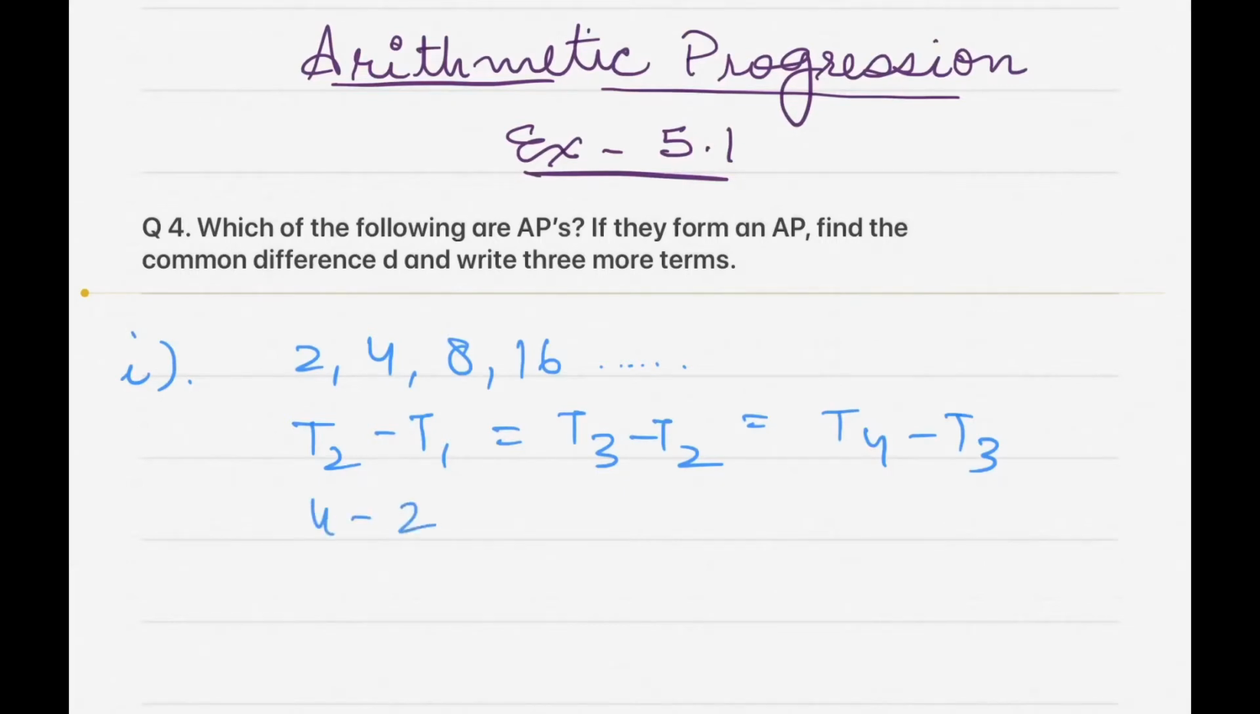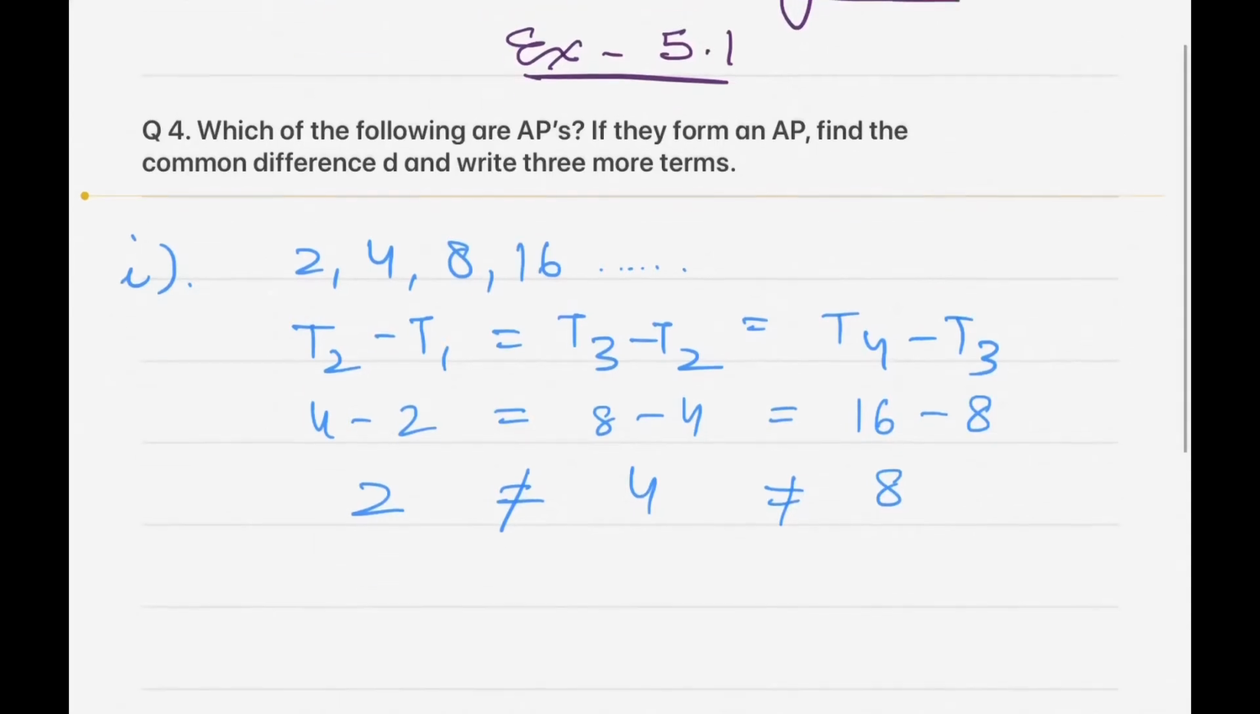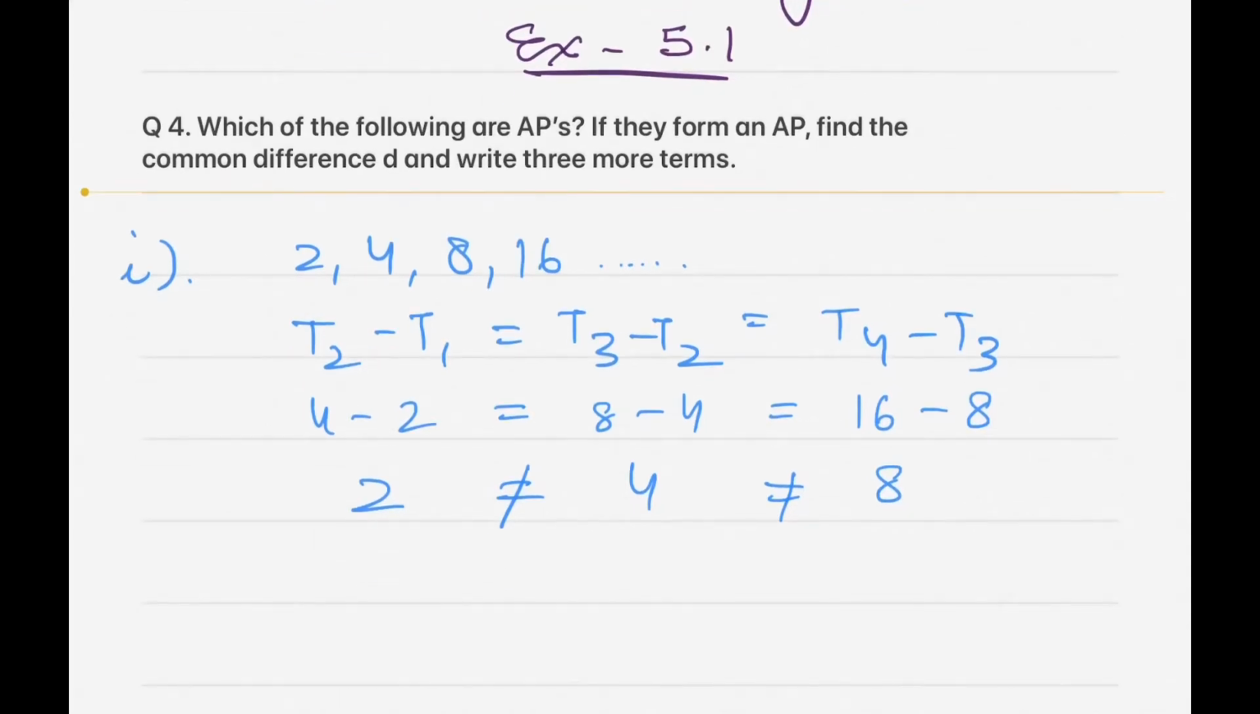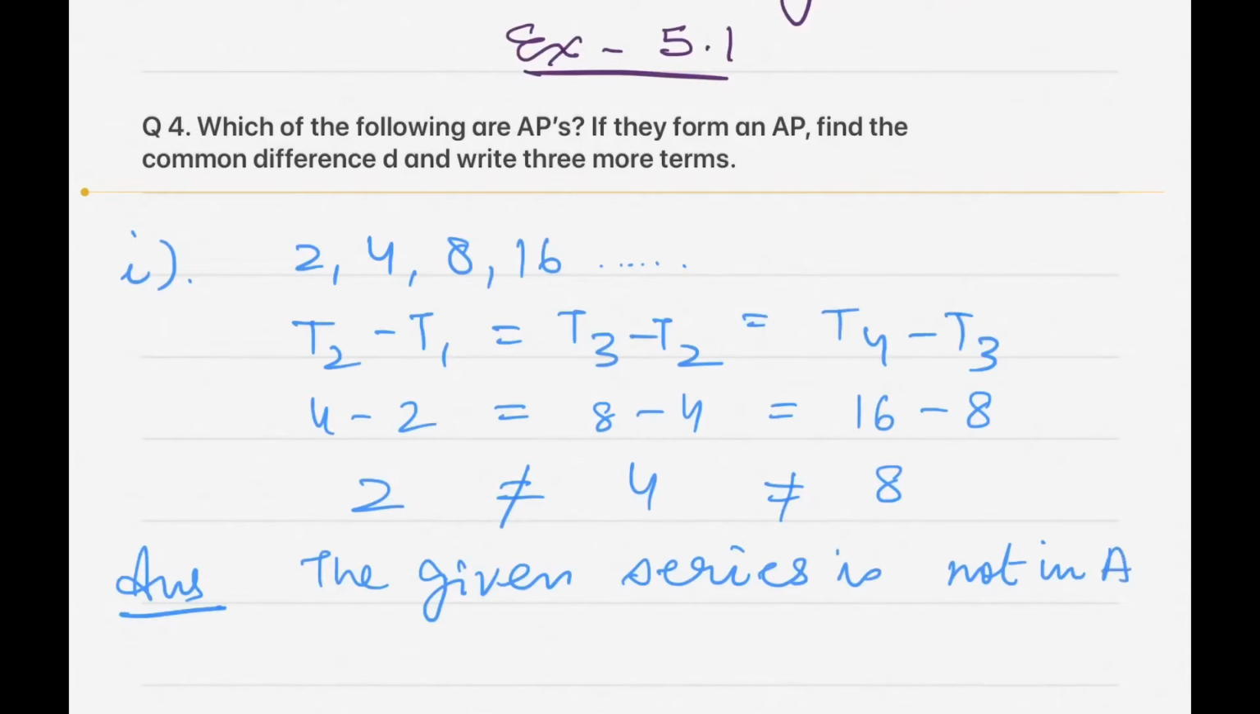Now 4 minus 2 should be equal to 8 minus 4, which should be equal to 16 minus 8. So my first difference comes out to be 2, which is not equal to 4 and it is not equal to 8. So the common difference is not the same, right? So I can say that they are not in AP. So I can write down that the given series is not in AP.